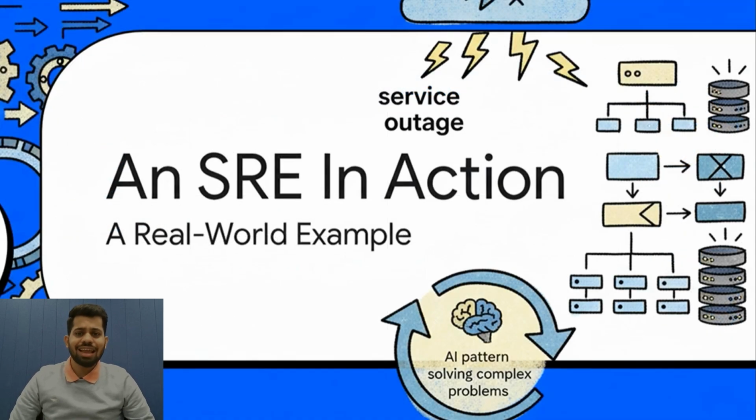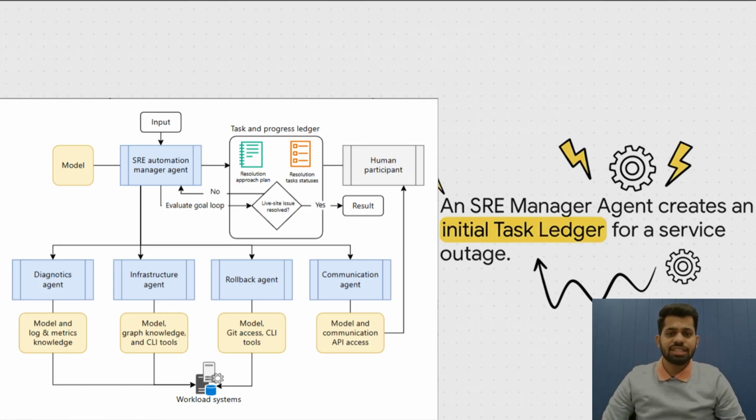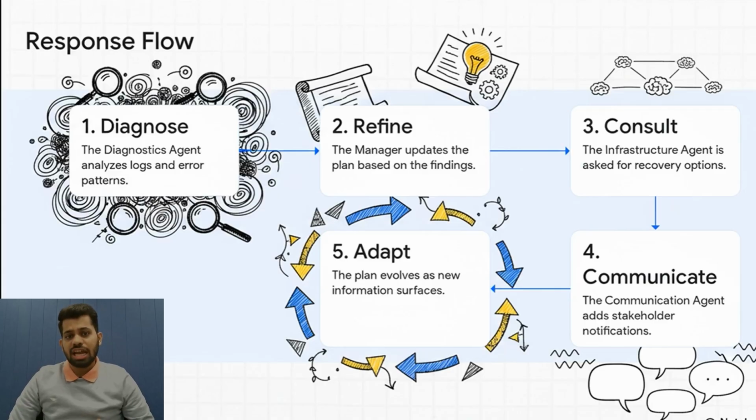Now consider a site reliability engineering team using magentic workflows for low-risk incident response. When an incident is detected, the SRE automation manager agent creates an initial task. First, it consults the diagnostic agent to analyze logs and error patterns. Based on those findings, the manager refines the plan and might consult the infrastructure agent for recovery options or the communication agent that incorporates stakeholder notification checkpoints. And if needed, the rollback agent is added to the plan. The manager agent continuously refines the task ledger based on new information, even switching the strategy. It maintains a complete audit trail of the evolving plan for post-incident review.